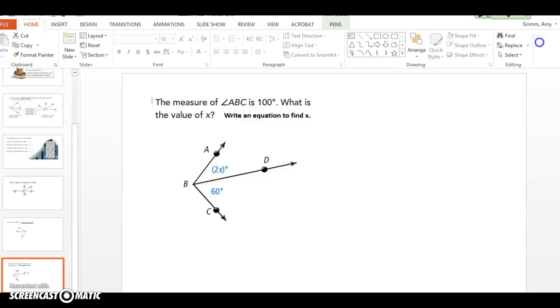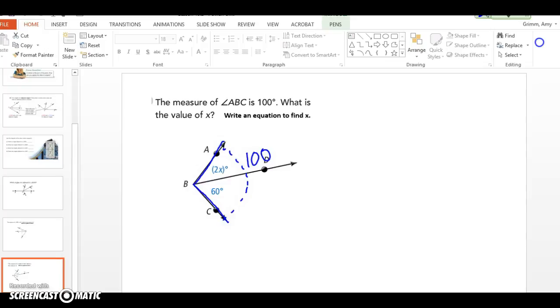All right, let's look at this one. This one says measure of ABC is 100. So here is ABC. This whole thing here is 100. How would I write this equation? Okay. 60 plus 32X. Keep going. You got more? That equals 100. Very good.